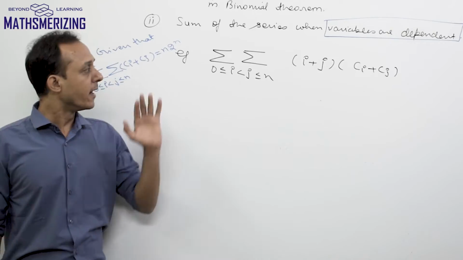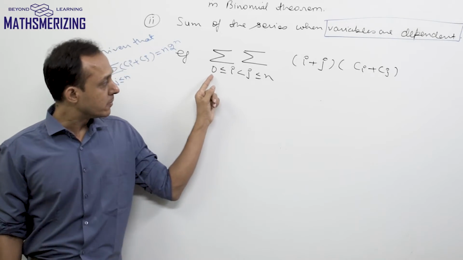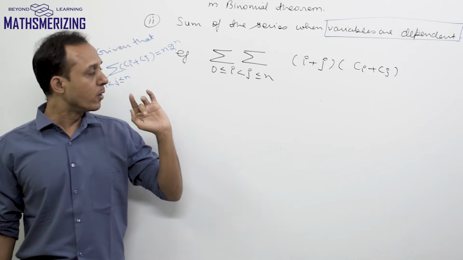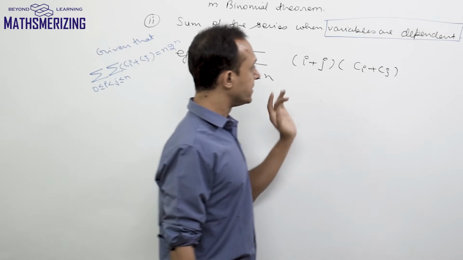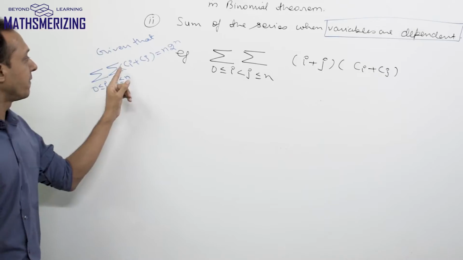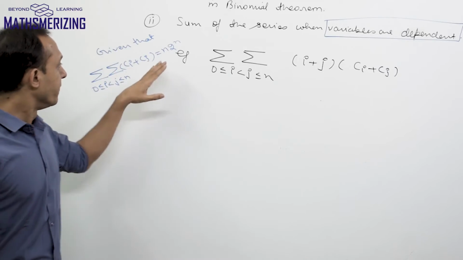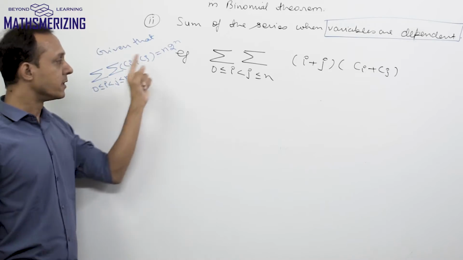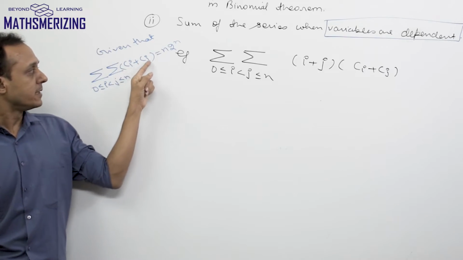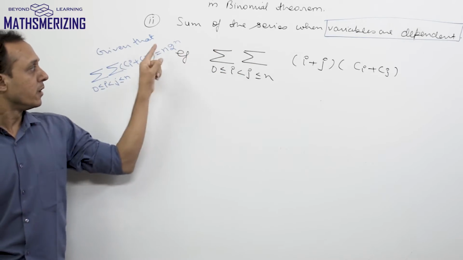So let us consider another problem, which is the double summation with i greater than 0 but less than j, which is less than or equal to n, of i plus j, Ci plus Cj, and it is given that the double summation of Ci plus Cj is n into 2 to the power n. In the video just prior to this one, we have proved this result, that the double summation of Ci plus Cj is n into 2 to the power n. So we'll find the answer to this question using this result.